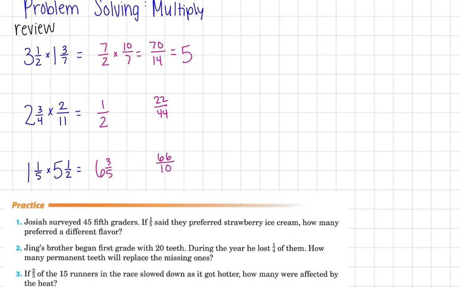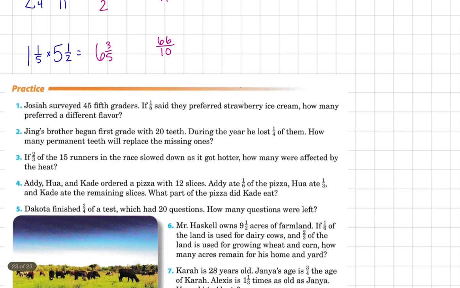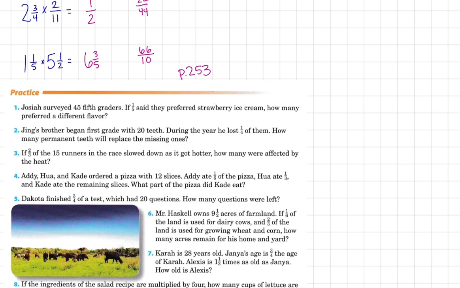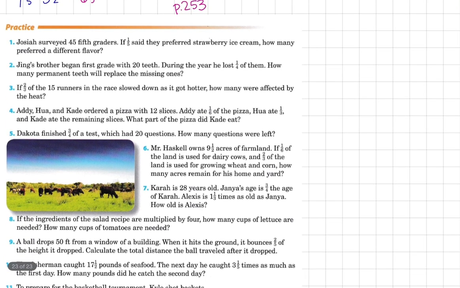Okay, today for problem solving, turn to page 253. We are going to do 1 to 11 together, the odds together, and the evens will be your homework. So for number 1, Josiah surveyed 45 fifth graders. If 1/5 said they preferred strawberry ice cream, how many preferred a different flavor?